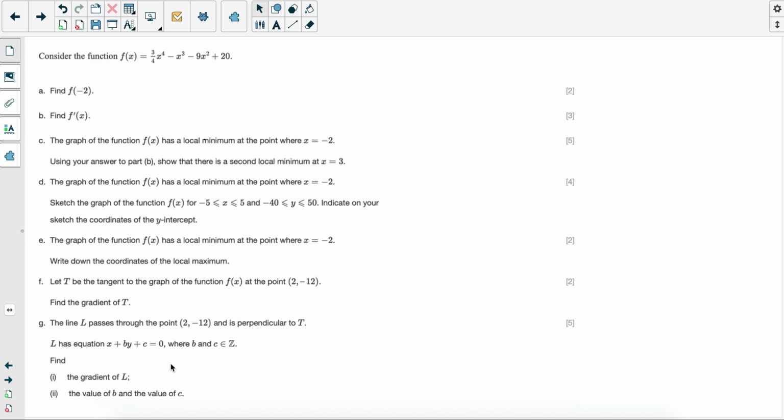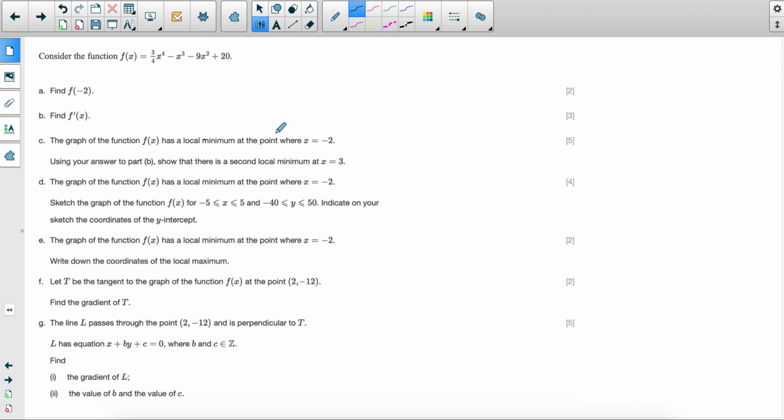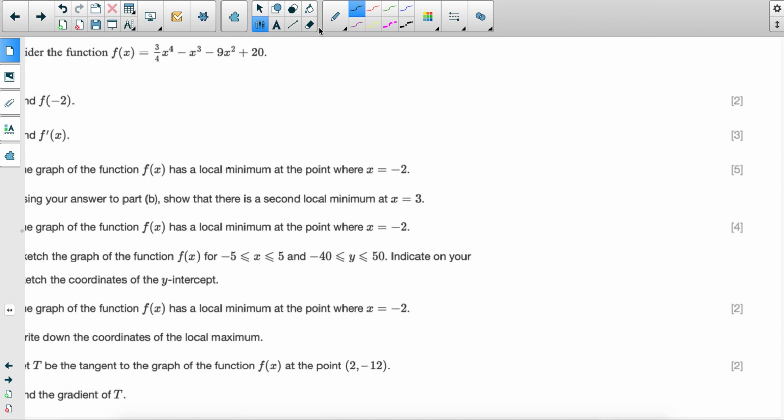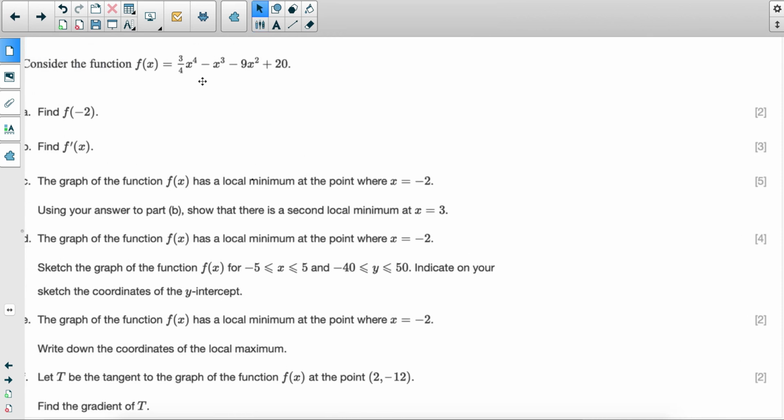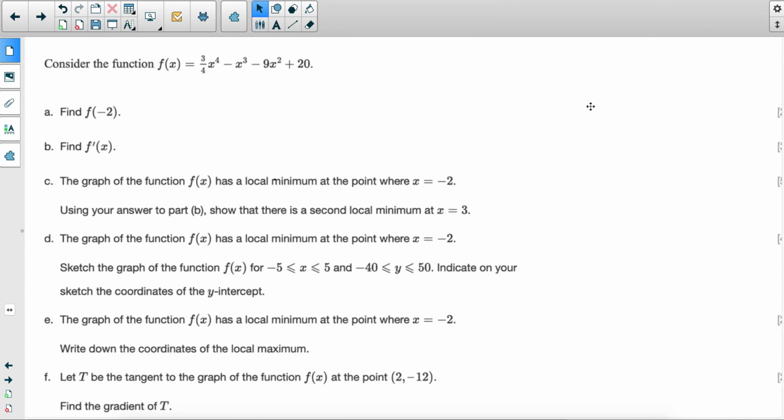Do pause the video. Anything you don't understand, there's probably another video that I posted on it, especially the calculus section. There's a separate playlist for that. So we have a function, and they've given it to us as 3/4 x to the power 4 minus x to the power 3 minus 9x squared plus 20. And the first one is to find the value at -2, and this is simply just a substitution.